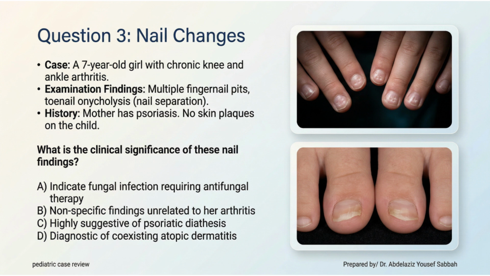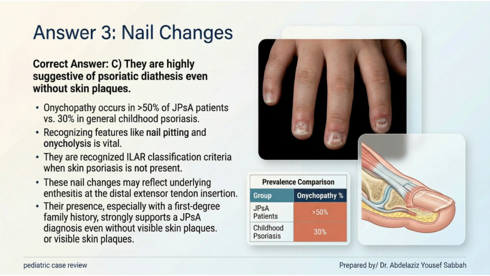Option A. They indicate fungal infection requiring antifungal therapy. Option B. They are nonspecific findings unrelated to her arthritis. Option C. They are highly suggestive of psoriatic diathesis. Option D. They are diagnostic of coexisting atopic dermatitis. The correct answer is Option C. They are highly suggestive of psoriatic diathesis even without skin plaques.